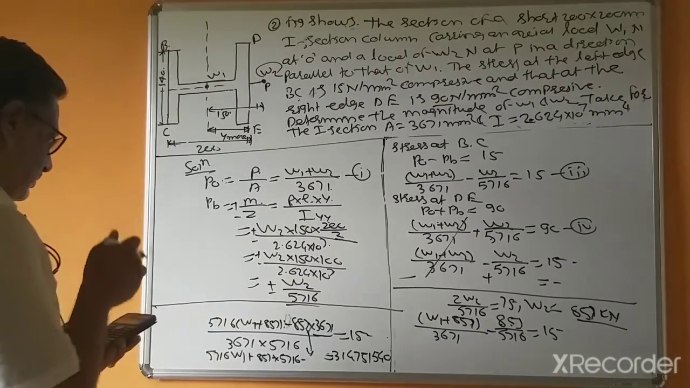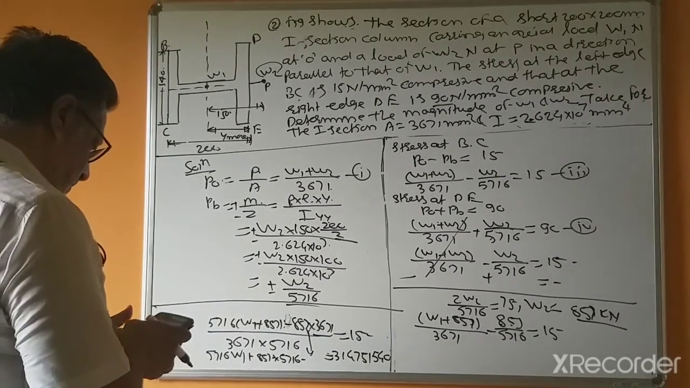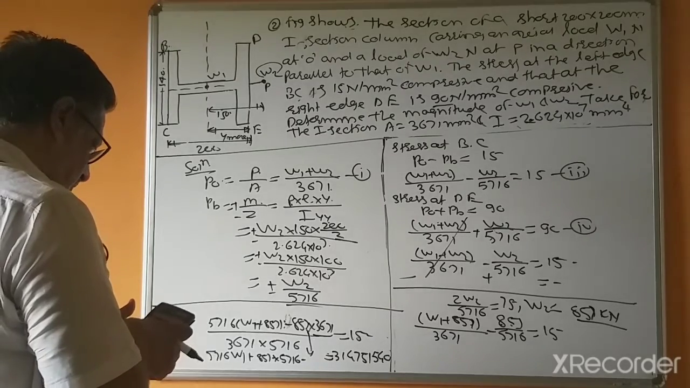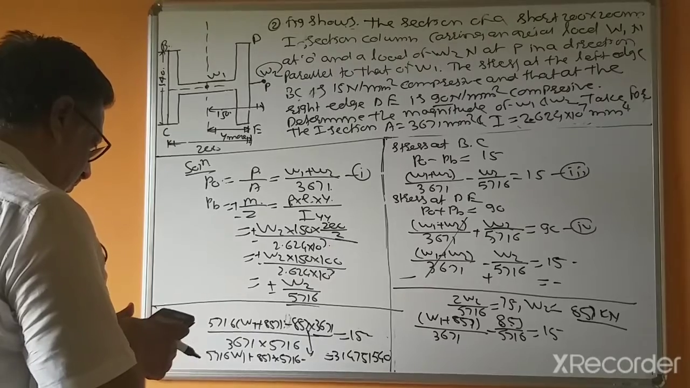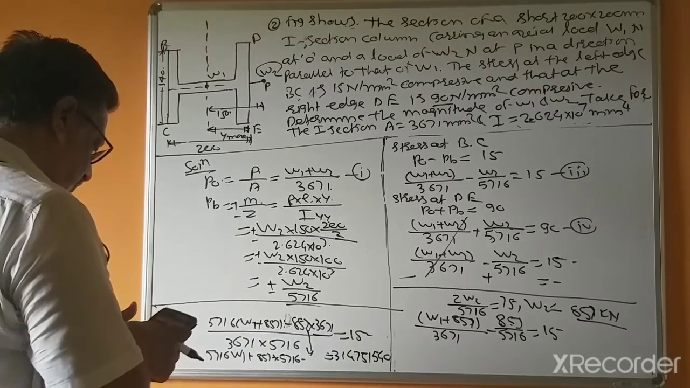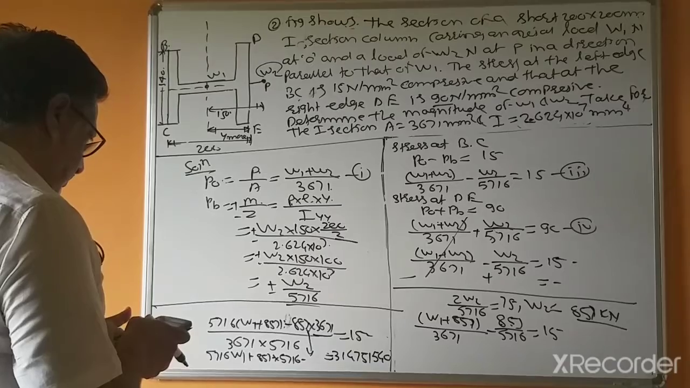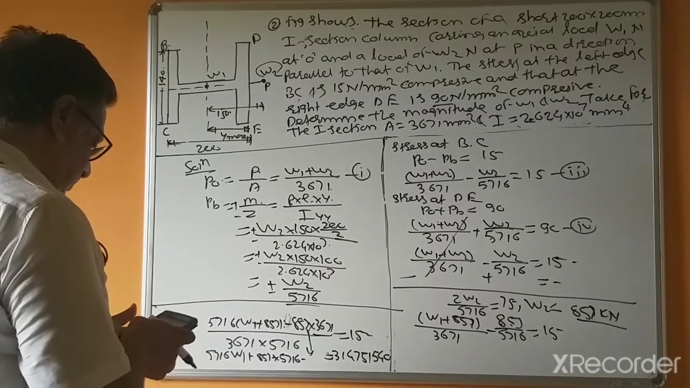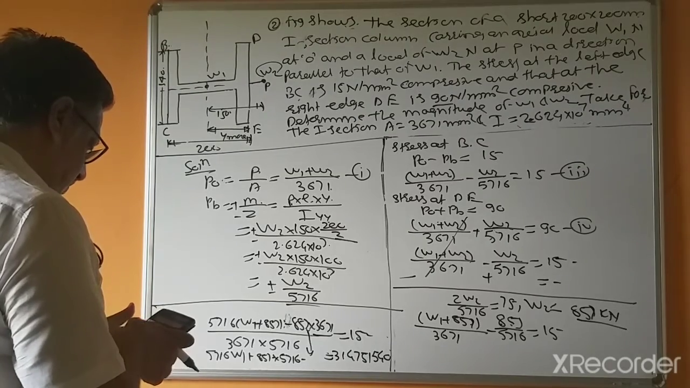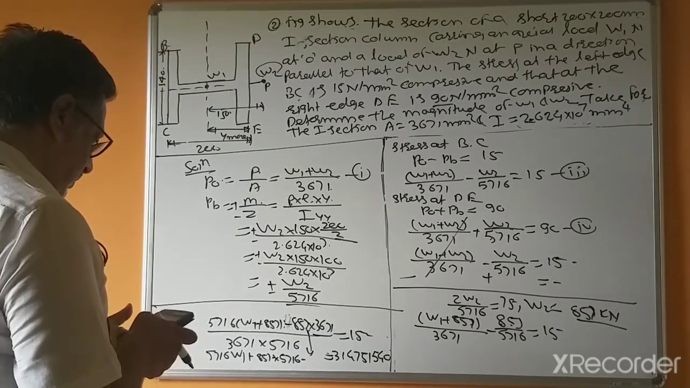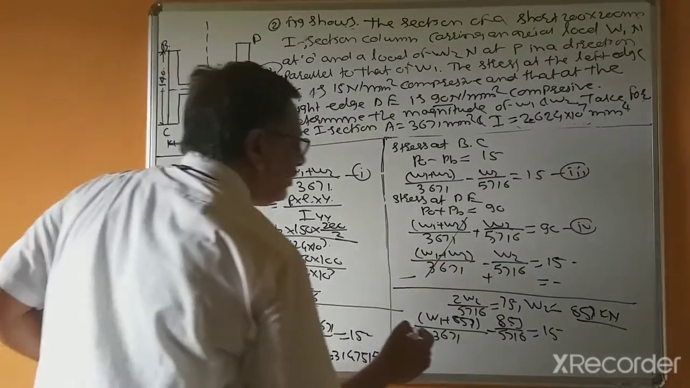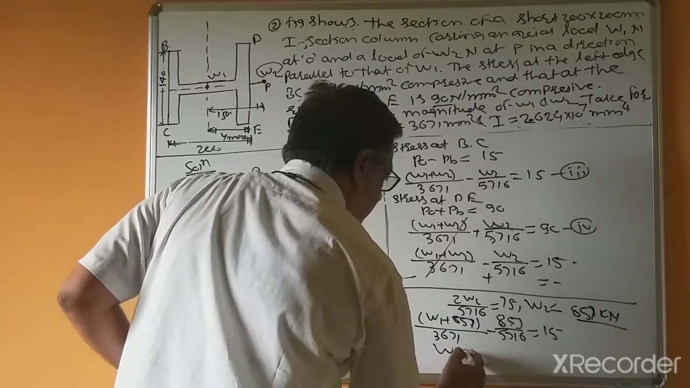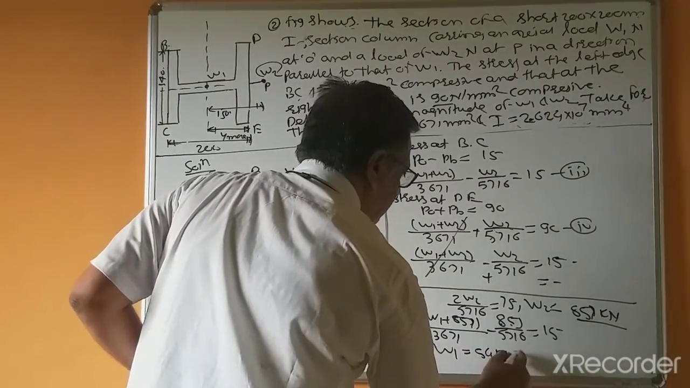this is equal to minus 314751540 divided by 5716. This is equal to 54. W1 equal to 54 kilonewton.